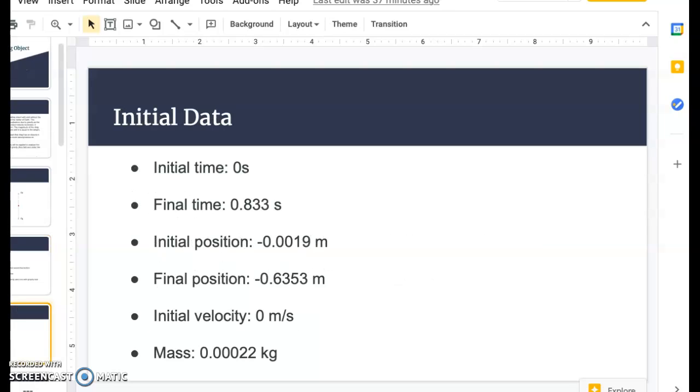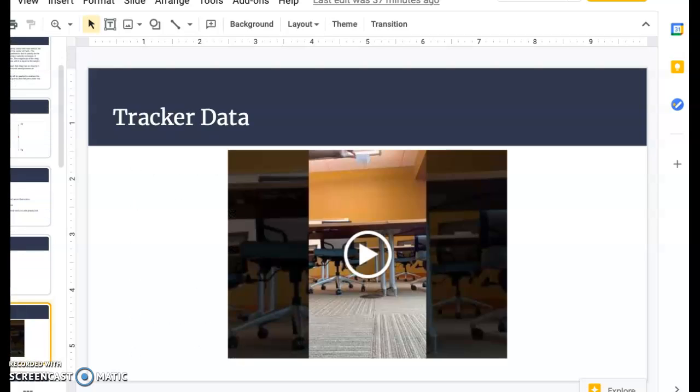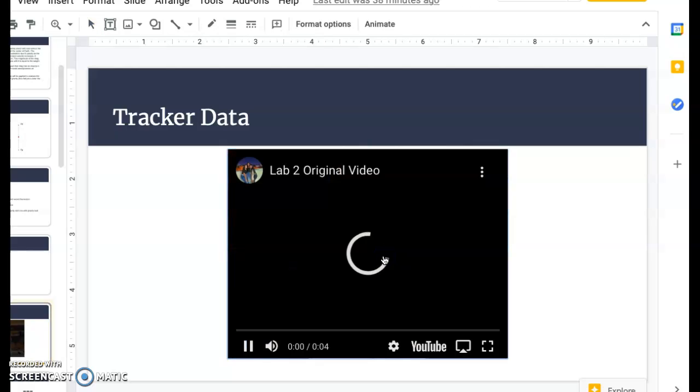Now here's the initial data. The video that is analyzed is 0.833 seconds, and the initial Y position, which is what we were focusing on, is negative 0.0019 meters, and the final position is negative 0.6353 meters. The axis is oriented to include the object in its first frame as close to the origin as possible. The initial velocity is 0 meters per second, and the mass in SI units of the weigh boat is 0.00022 kilograms.